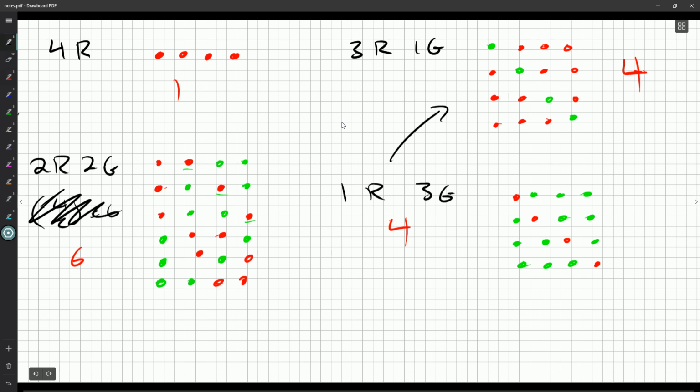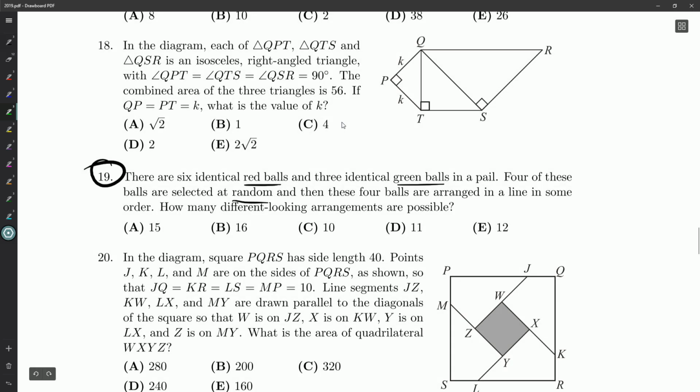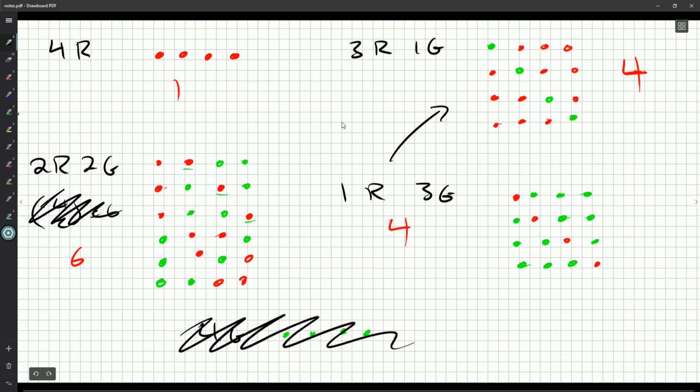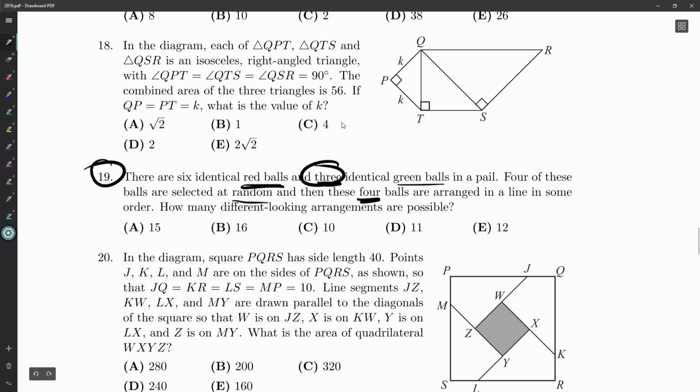Now, if we could have 4 green, there'd be only one way to do that. But here's where we have to read the question a bit carefully. There are 6 identical red balls, so it's entirely possible that all the balls could be red when you pick them. But can we have all 4 of these balls be green? Well, no, we've only got 3 green balls, period. So this isn't a possibility. We have to be careful. We don't want to get excited and forget the conditions of the problem. So we need 1, 4, 4, and 6. And that adds up to 15. So our answer here is going to be 15.